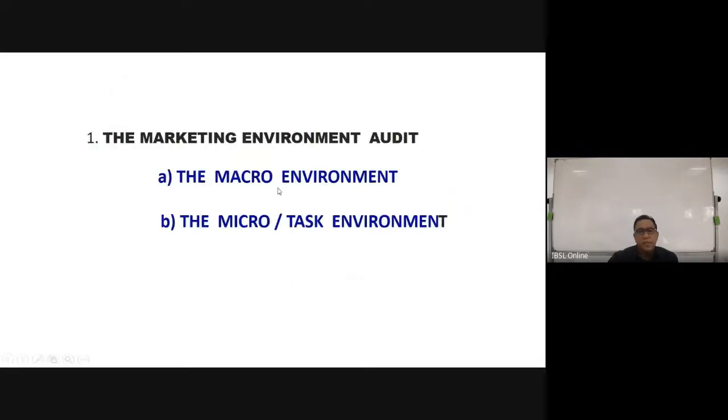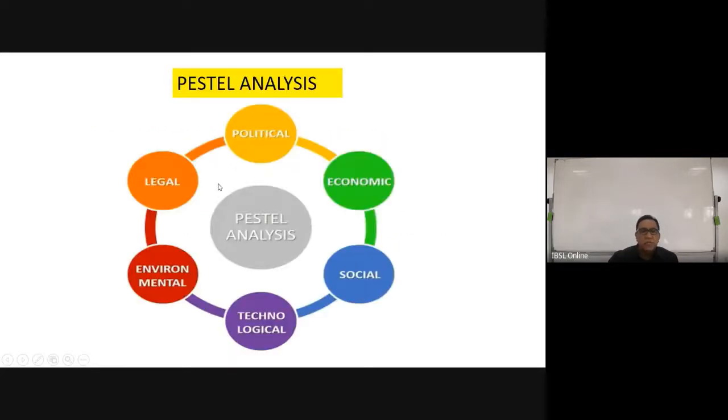So then let's look at the two under environmental audit, macro and micro aspects. The macro aspect is this PESTLE analysis, a very, very popular framework. They have recently added another E to this, PESTEL, another E to represent ethical behavior. Now: political, economic, social, technological, environmental, legal and ethical.